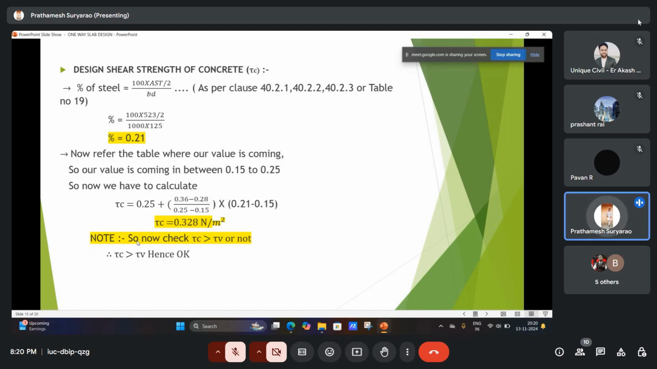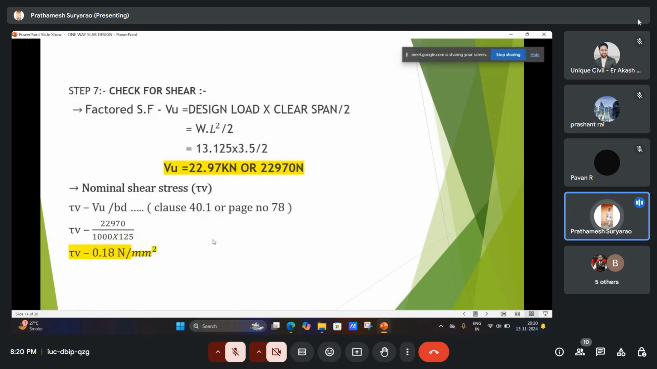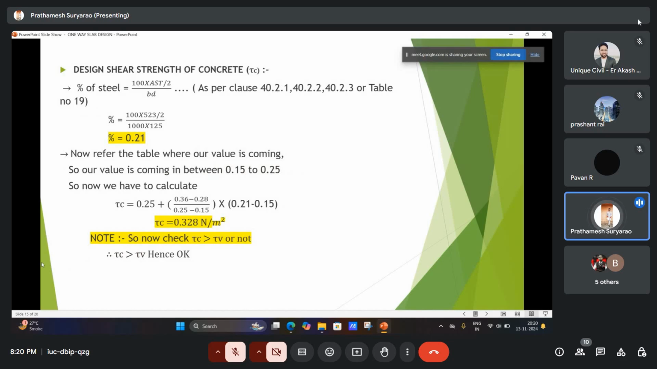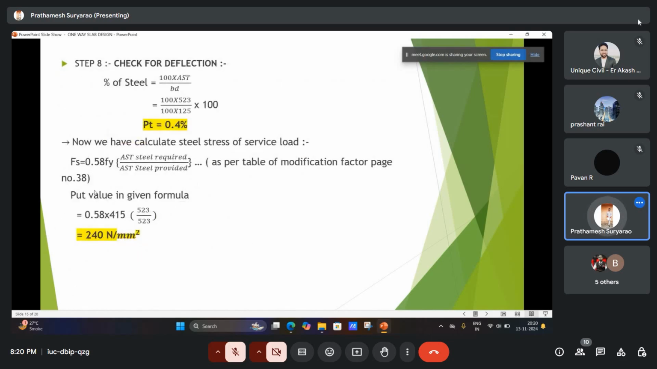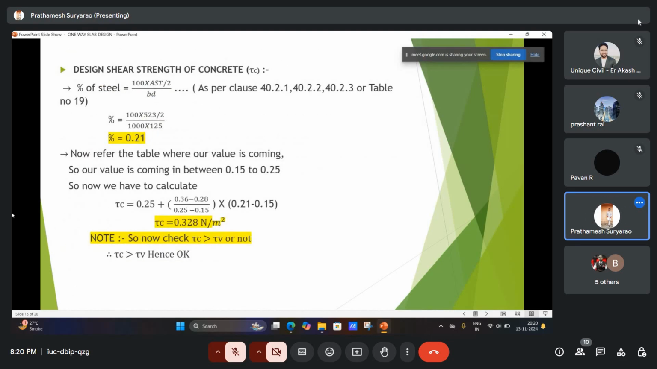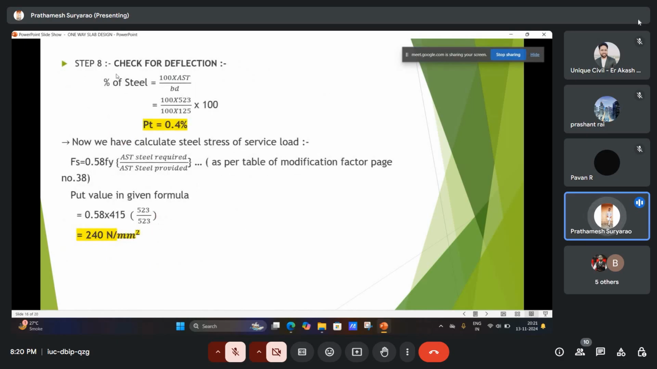Now check that tau c is greater than tau v. Tau v equals 0.18, which is less than 0.328. So tau c is greater than tau v. So hence it is okay. Now we have to check for deflection.